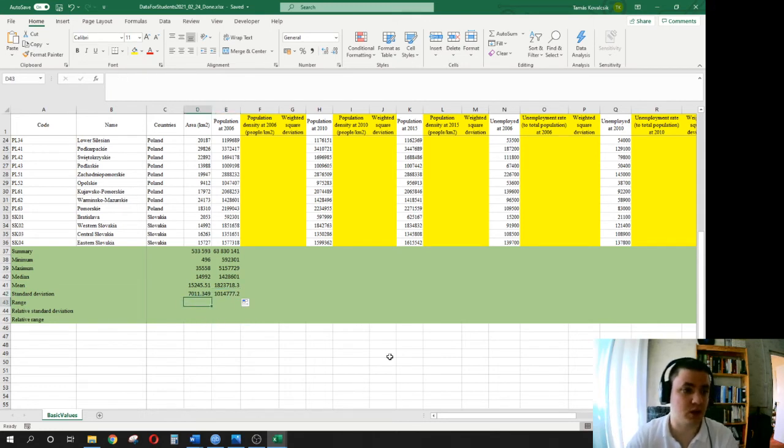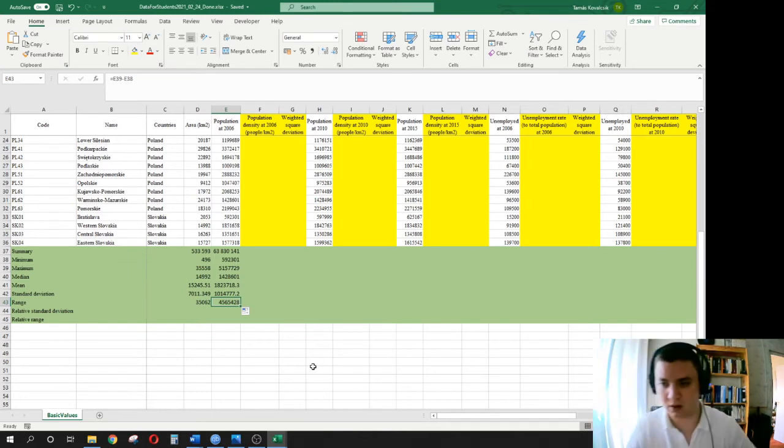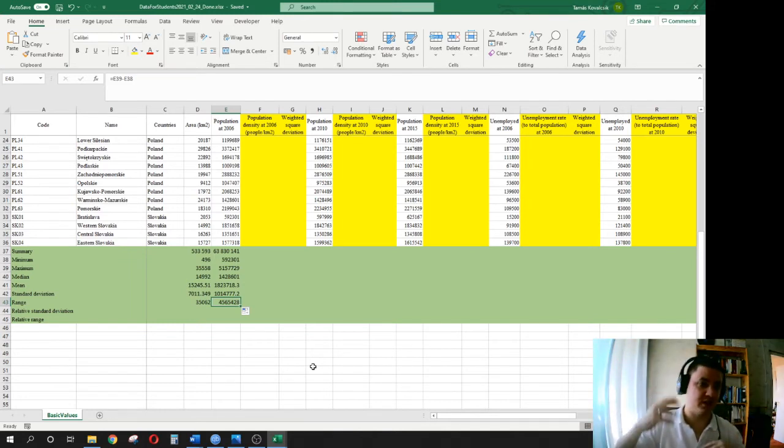Range is the difference between the maximum and the minimum value. So here we are. That's why we calculated the maximum and the minimum value. Let's make a difference: maximum minus minimum. Here we are. This is the range, which describes the difference between the maximum and the minimum value.